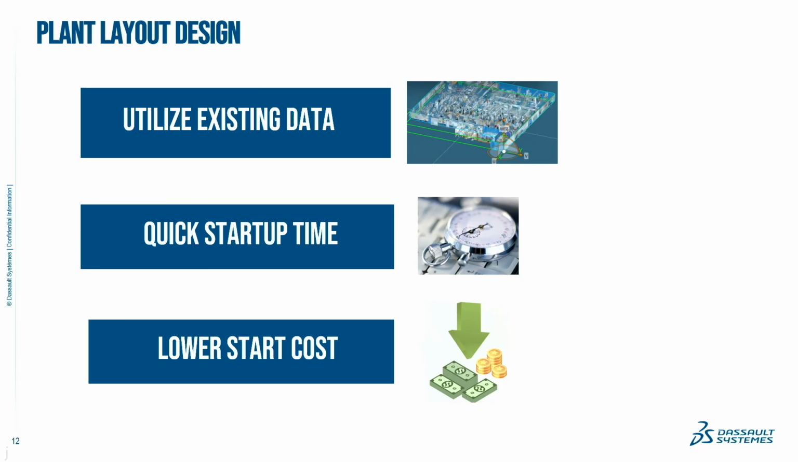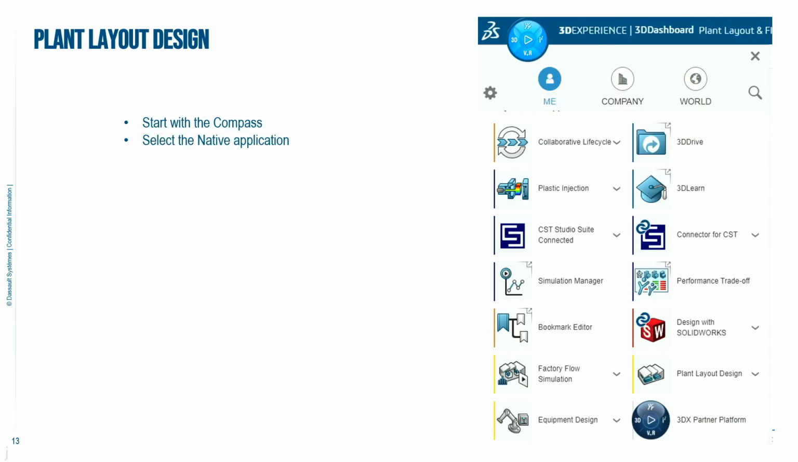Our next step is to utilize existing data. Our existing data was the OMAX machine. We have the robots. We have some other parts that are in a catalog. And that allows us quick startup time and a lower start cost.